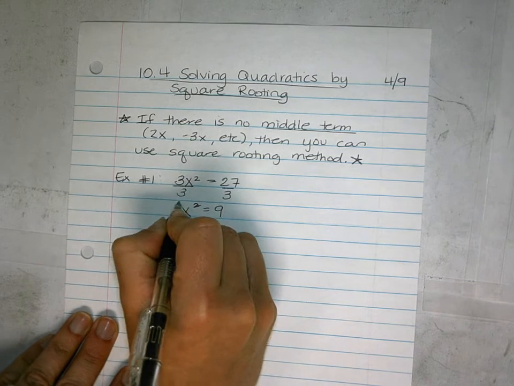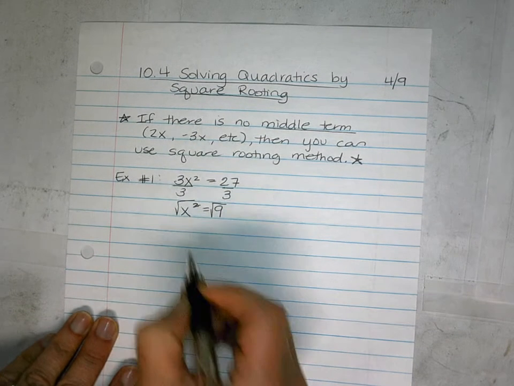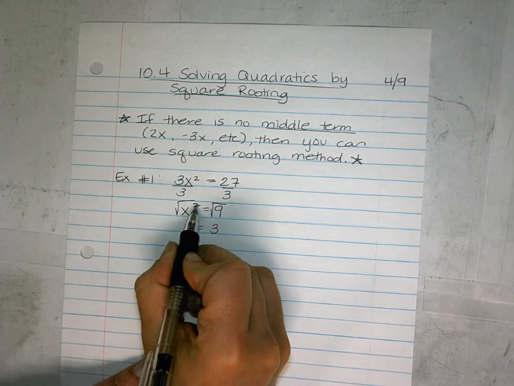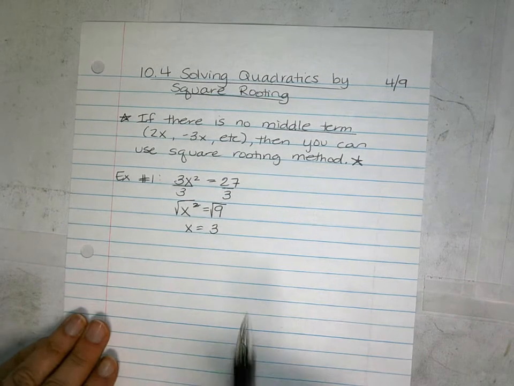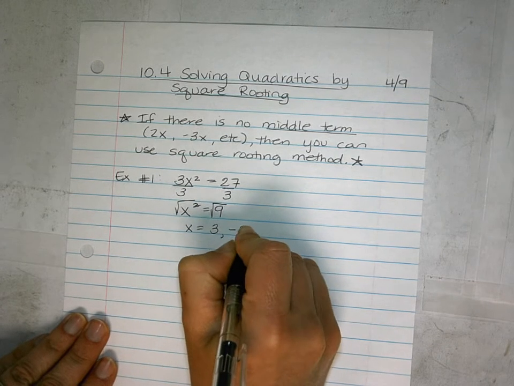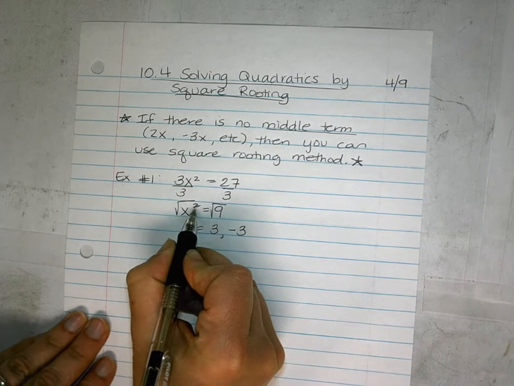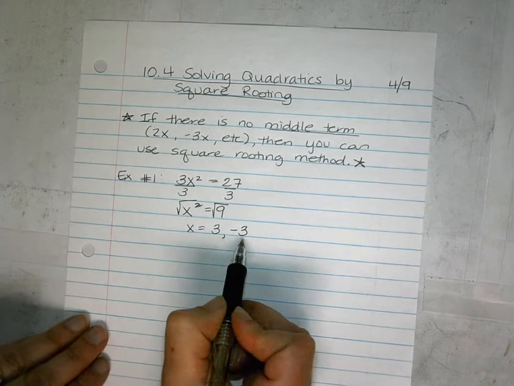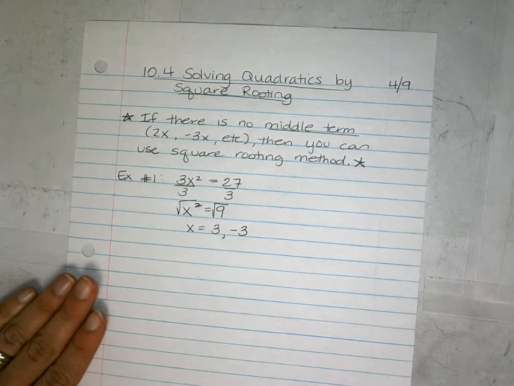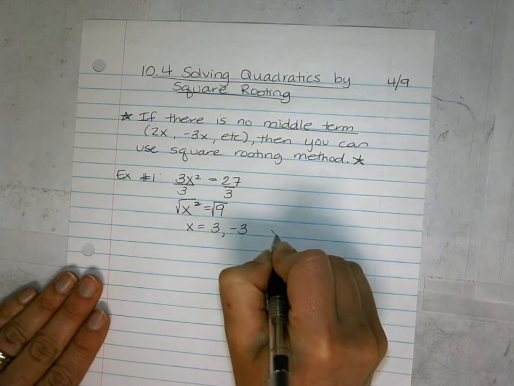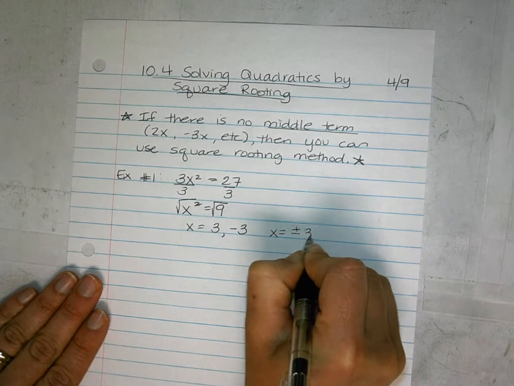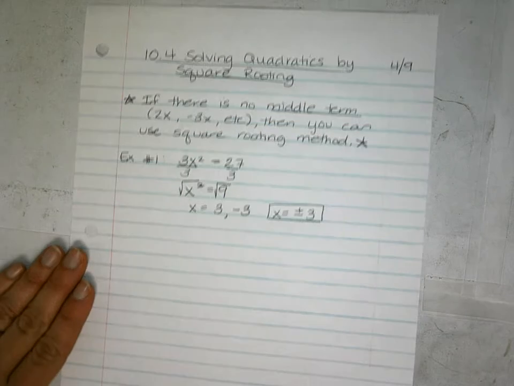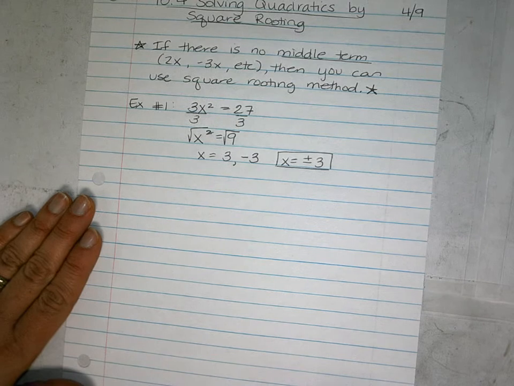Now when you take the square root of both sides, x could be positive 3, because positive 3 times positive 3 is positive 9. But x could also be negative 3, because negative 3 times negative 3 is positive 9. So when you take the square root of both sides, you will end up with a positive and negative answer. Sometimes you'll see it as plus or minus 3. That's a way to write it in a cleaner and simpler form. Okay, so let's try another example.